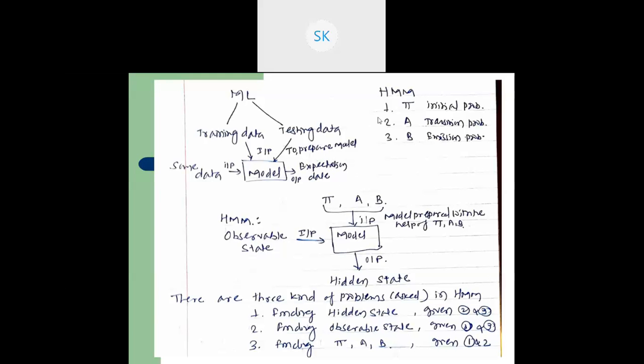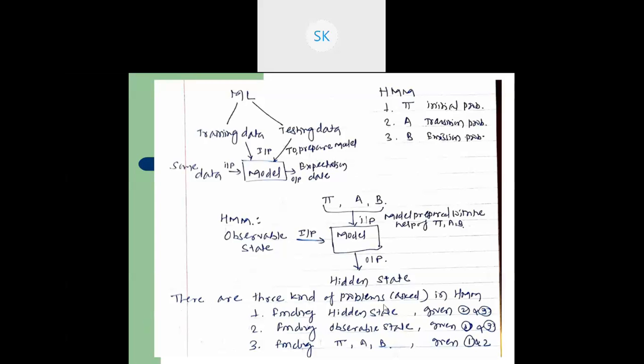Now we are talking about the HMM. The observable states, that are the evidences or observations, are the input to the model, and the output will be finding the hidden state. So from the umbrella, we find what its hidden state will be.